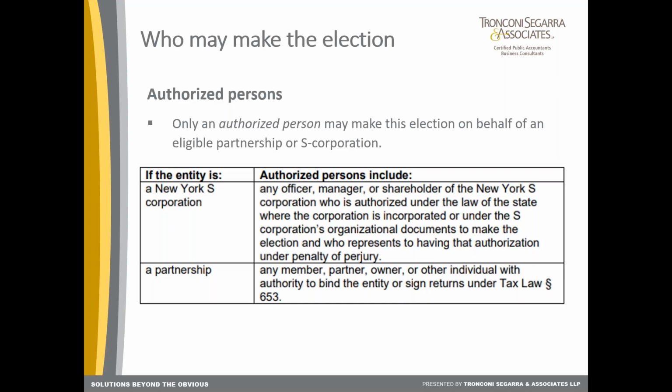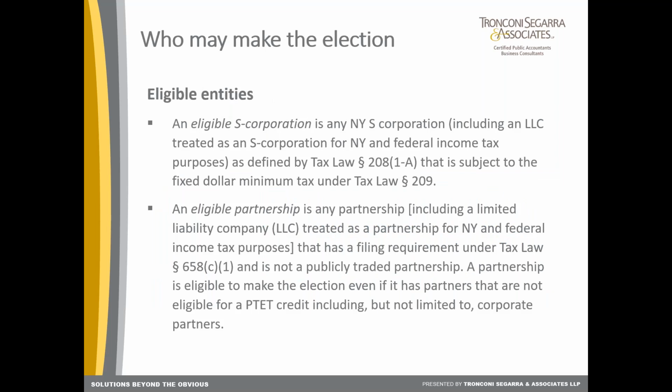So just to take one step back to who can make the election from the entity side. On a high level, we have really S corporations and partnerships. Any New York State S corporation may make this election, and to add to that, any LLC that has elected S status can also make the election. And then our eligible partnerships, so any partnership that files the New York State partnership return, including LLCs, may make this election.